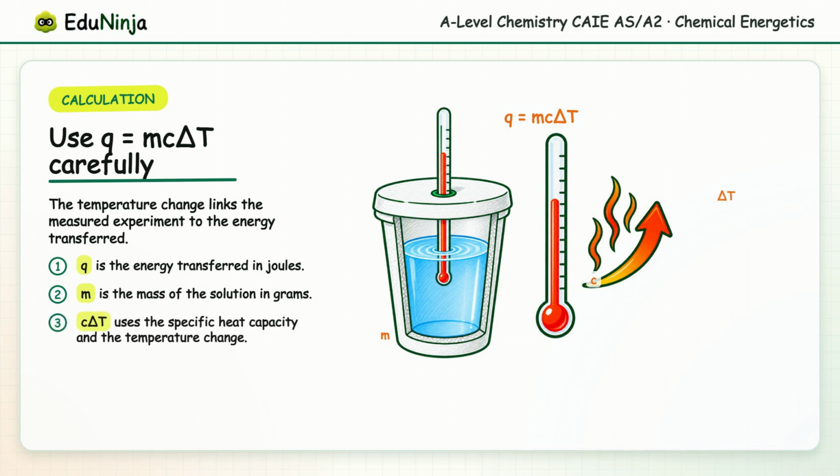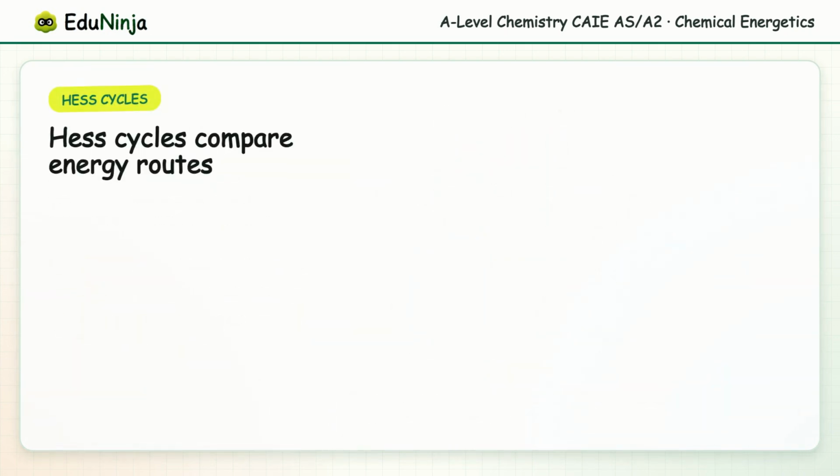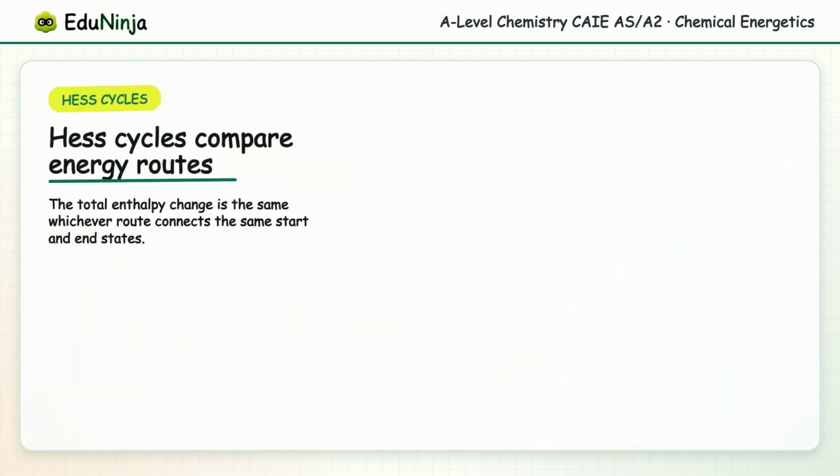Point 3. C delta T combines the specific heat capacity with the temperature change. Keep the units consistent, then apply the correct sign. Finally, Hess cycles compare different energy routes. The total enthalpy change is the same for the same start and end states.